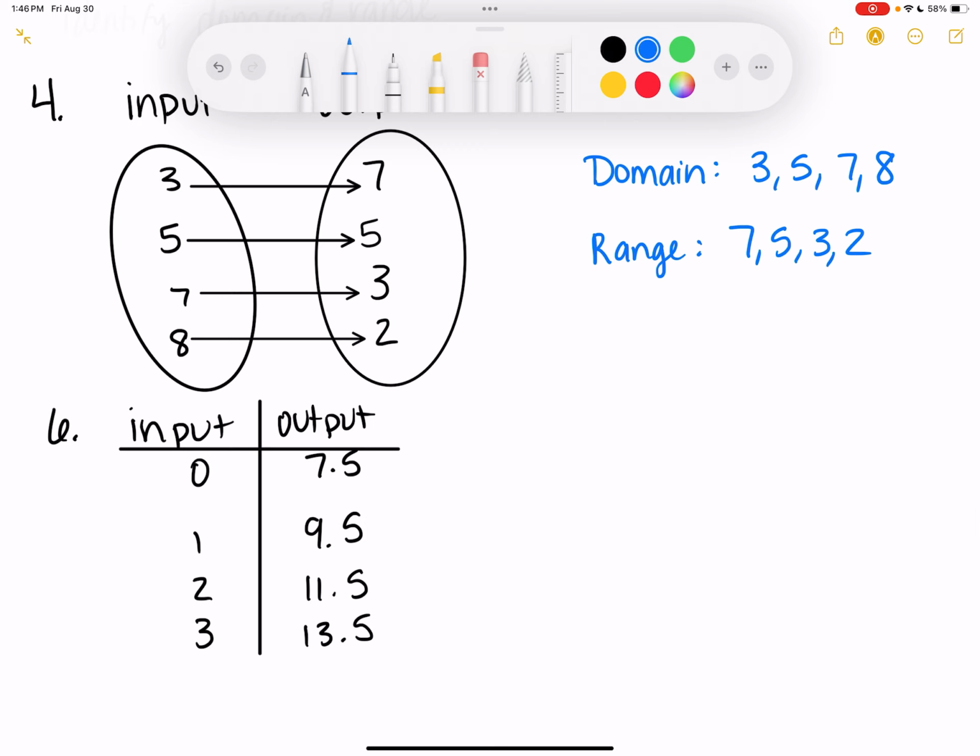So first of all, is this a function? Yes. Why? Because none of the inputs repeat themselves. Yep, no inputs are repeated, so this is a function.